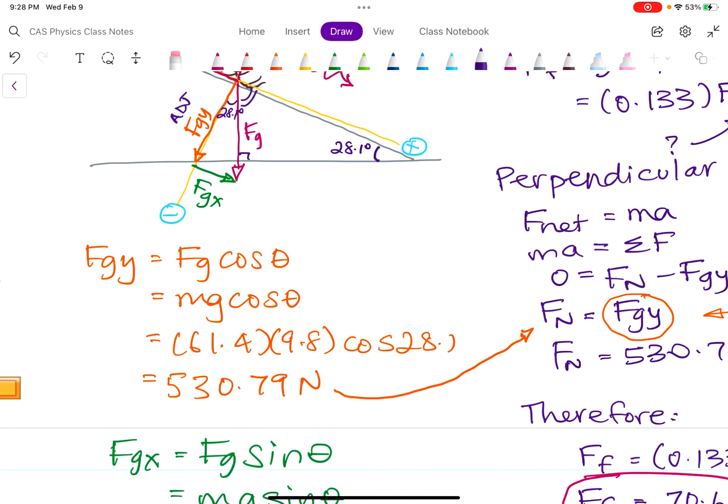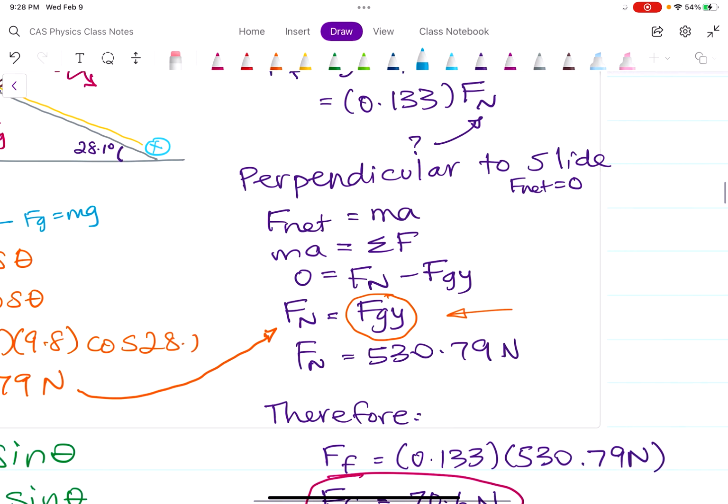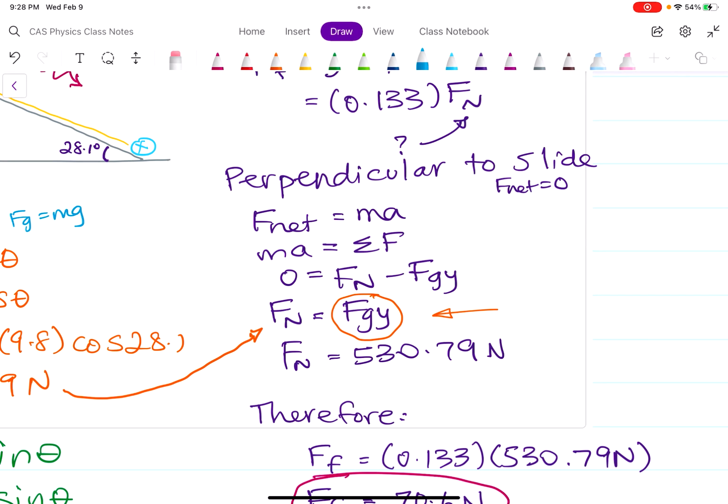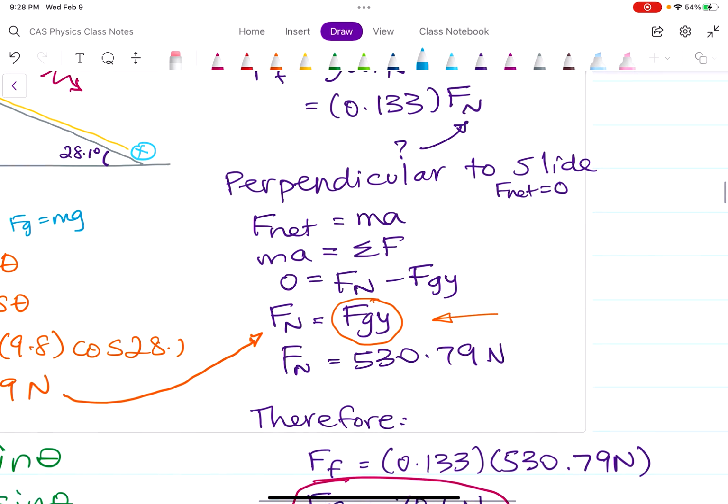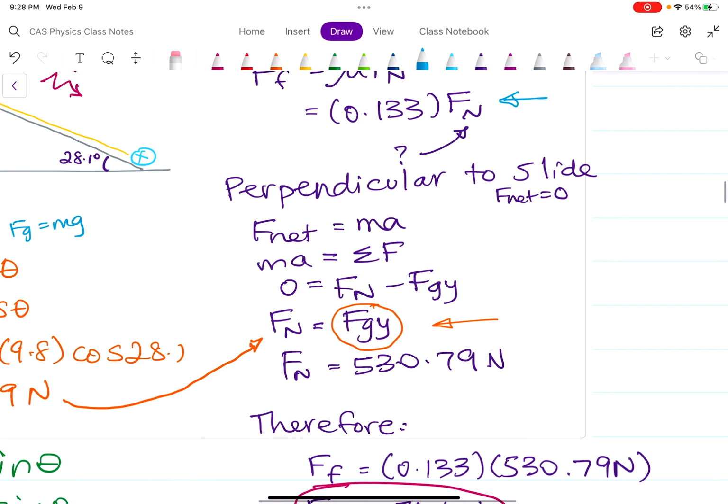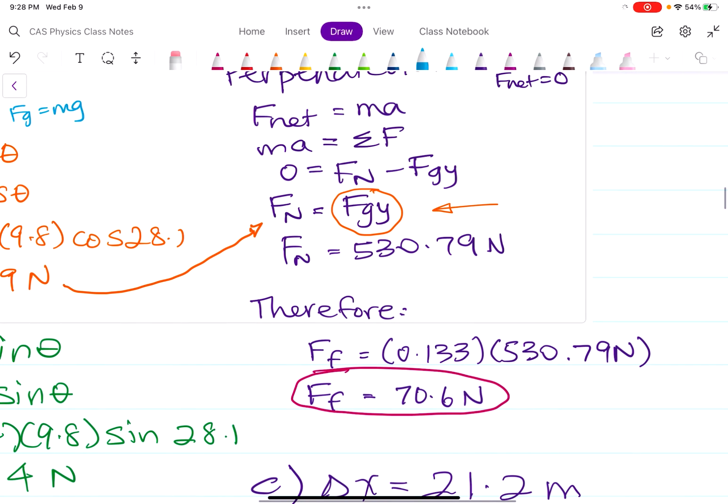So FGY is equal to FG cos theta, and that equals mg cos theta, because FG equals mg. Plugging all that in, I get an FGY value of 530.79 newtons, and that I then plugged into my normal force. So now I know my normal force is 530.79 newtons. I plug that into my original equation up here, and I did that down here, and I got 70.6.